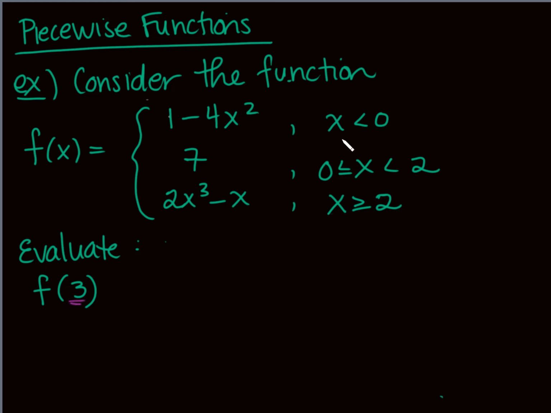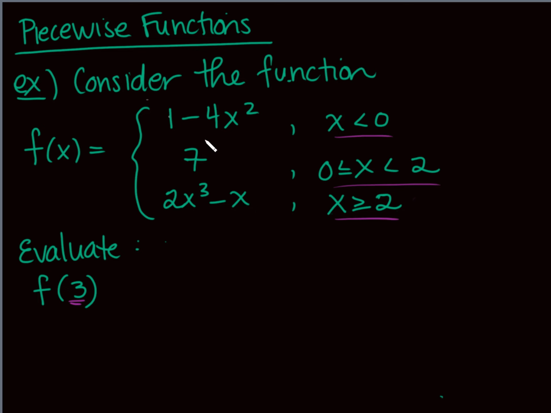So clearly 3 is not less than 0. Clearly 3 is not between 0 and 2. So 3 is greater than 2, right? So this is going to be our winner. What I know then is I'm sitting in the domain of x greater than or equal to 2. So what do I know about my function? My function is going to behave like 2x cubed minus x on that domain. It's not going to behave like any of these.